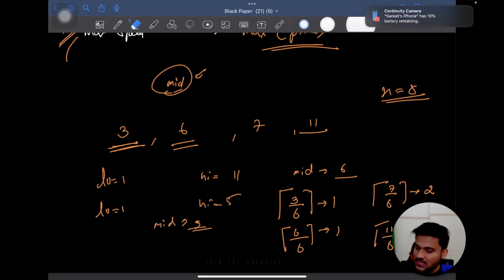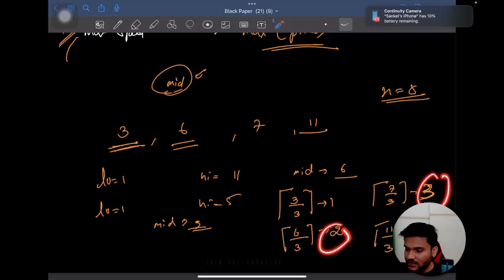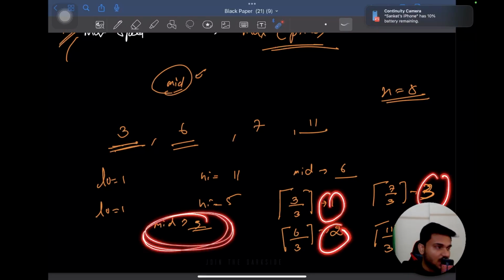So now the speed is 3 bananas per hour. If the speed is 3 bananas per hour, this will take 1 hour. This will take 2 hours. This will take 3 hours. This will take 3 hours. And this is going to take 4 hours. Right? This is going to take 4 hours. So what is the total time? 4, 5, 6, 7, 8, 9, 10. If your speed is 3 bananas per hour, you need 10 hours to eat all of these bananas.